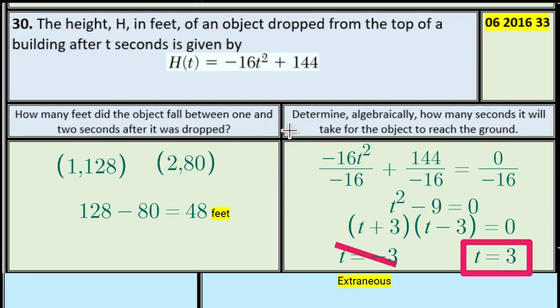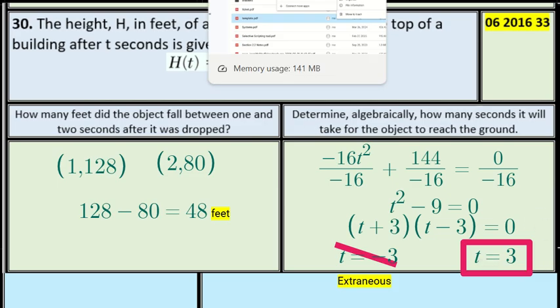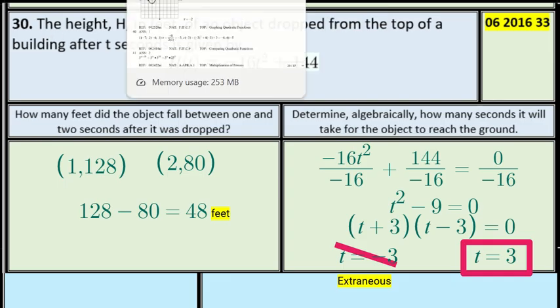And that is algebraically to get us the full 4 points for question number 30.